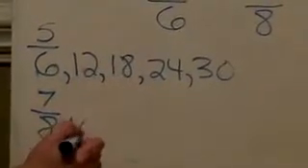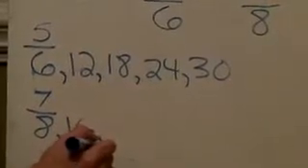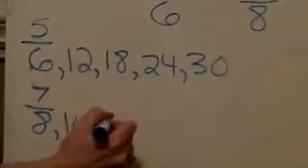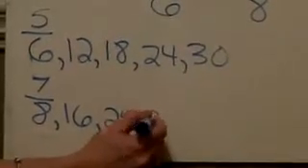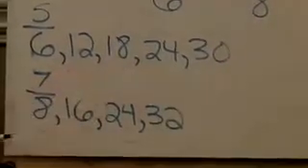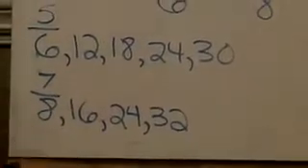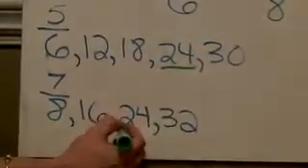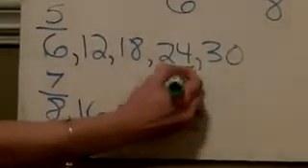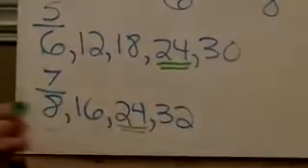8, 16, plus 8 is 24, plus 8 is 32. Oh, look, here's my common denominator, 24 and 24. That's what I'm going to use.